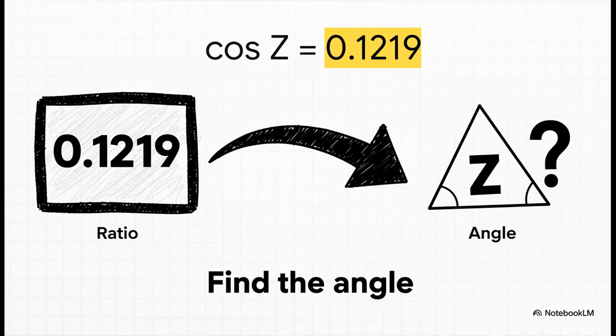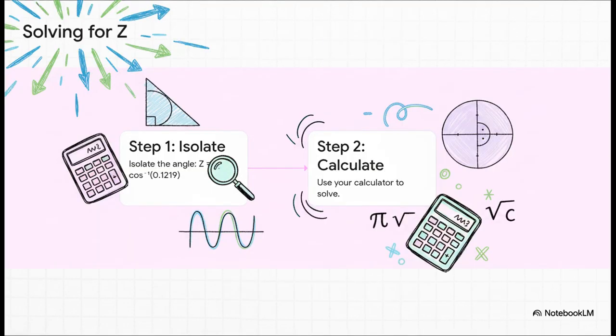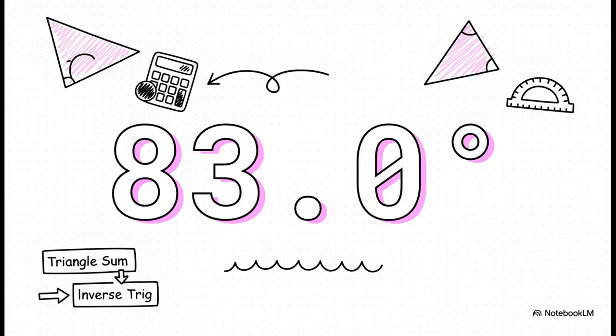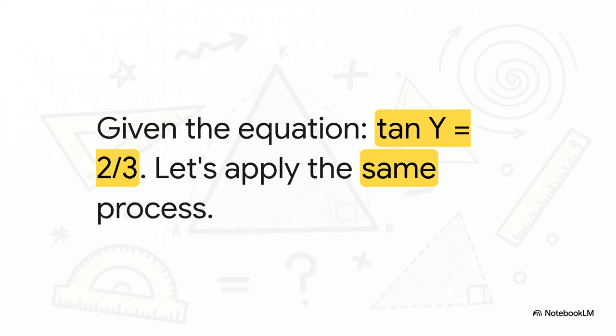Okay, problem number 1. We need to find angle z. And the problem tells us that the cosine of z is equal to this decimal, 0.1219. So we've got the ratio. Now we just need the angle. So how do we get z by itself? We have to undo that cosine. And to do that, we use the inverse cosine on the other side. So z is going to be equal to the inverse cosine of 0.1219. That's it. The hard part's over. Now you just let your calculator do the work. You type that in, hit enter, and boom, the answer pops right out, 83.0 degrees. And just like that, you've used a side ratio to find an angle. Pretty cool, right? Let's keep this momentum going.